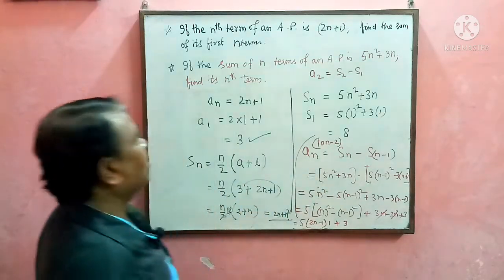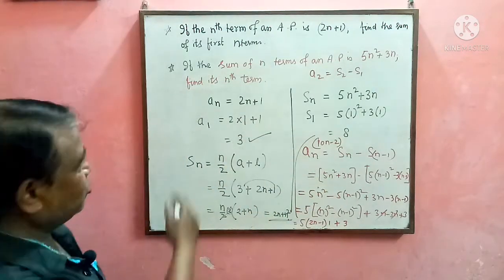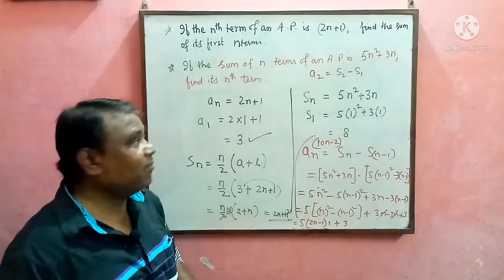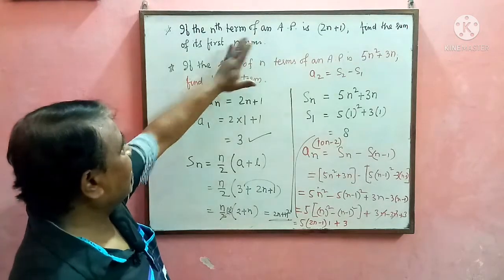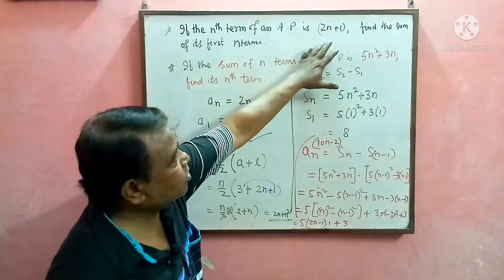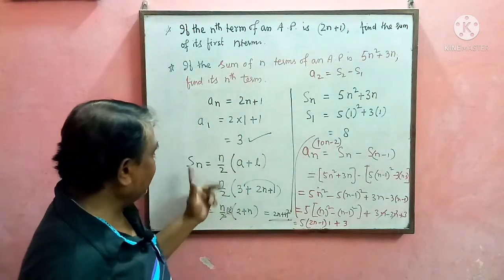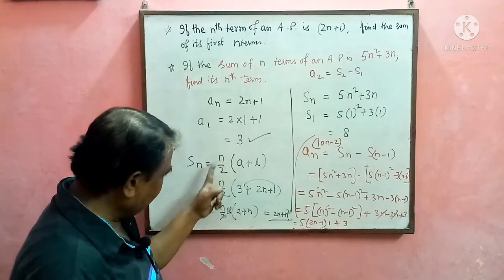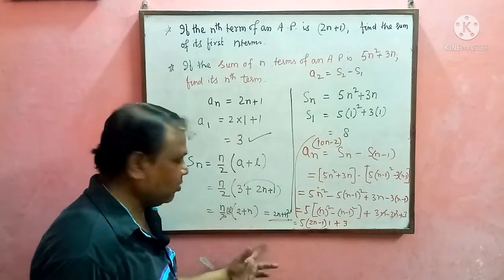And this way you must practice this type of problem. Very easy. If the nth term is given, you will be asked to find the sum of n terms. For that, the nth term is already there. You take the first term and use this identity: n upon 2, first term plus last term.